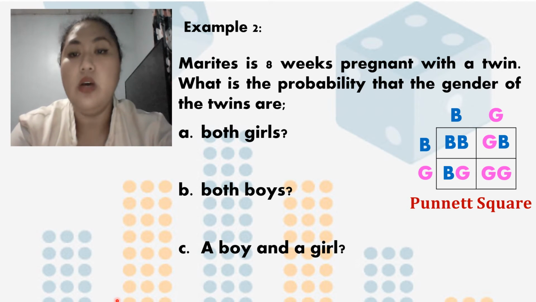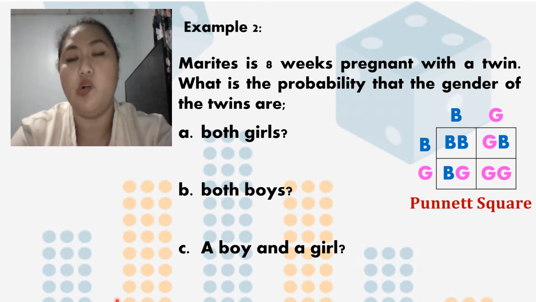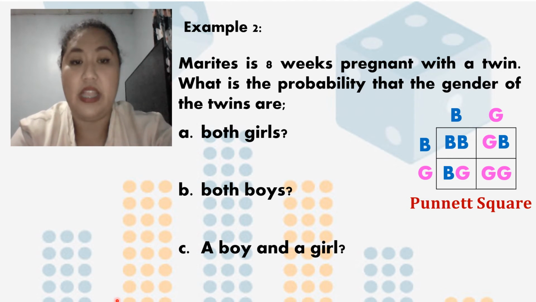Okay, so now, ma-identify na rin natin ilan ang ating possible outcome here. So, the possible outcome is equal to 4. Okay, so kung 4 ang possible outcome natin, ibig sabihin, ang denominator ng mga sagot natin is 4, pero tignan na lang kung pwede siyang isimplify. Okay, so punta na tayo sa letter A.